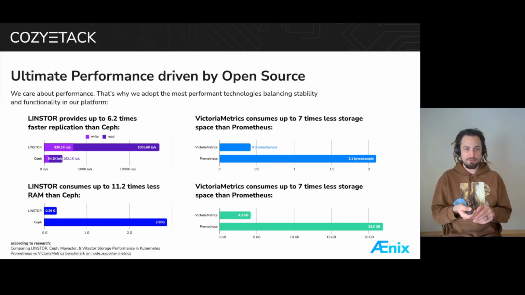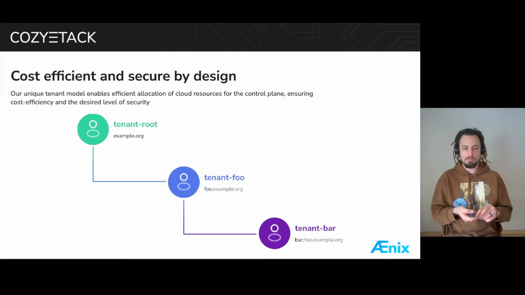We care about performance. For that reason, we use the most performant technologies in open source. For example, DRBD replication works right in the kernel and is 7 times faster than Ceph. It consumes up to 11 times less RAM and CPU time than Ceph. And Victoria Metrics consumes 7 times less storage than Prometheus.